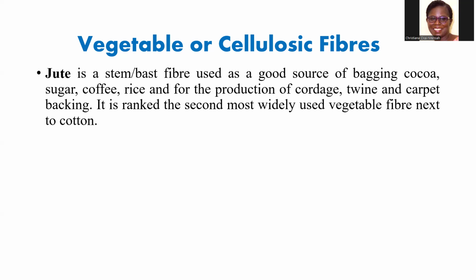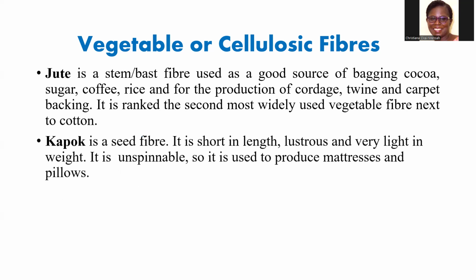So jute is under stem fiber. It's used as a good source of bagging cocoa. So you have the jute bag, the cocoa jute bag. Now it is not all that common. You used it to bag sugar, coffee, rice, and for the production of cordage, the cordage that we use for drying our items, twine and carpet backing. So jute is ranked the second most widely used vegetable fiber next to cotton.